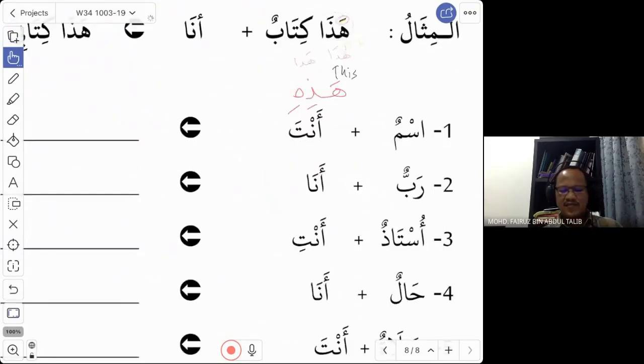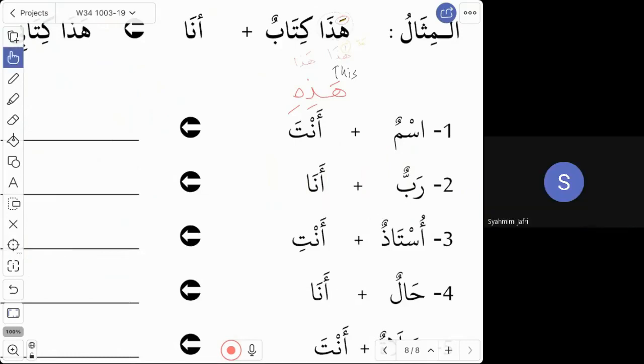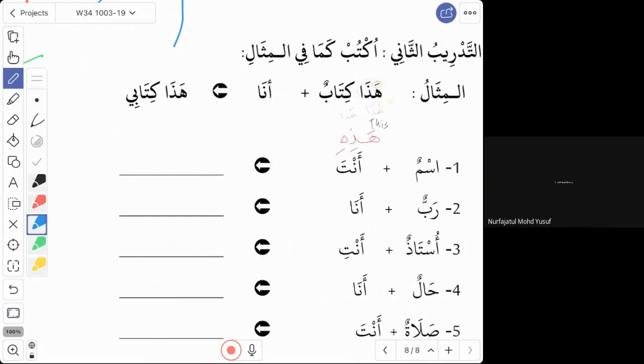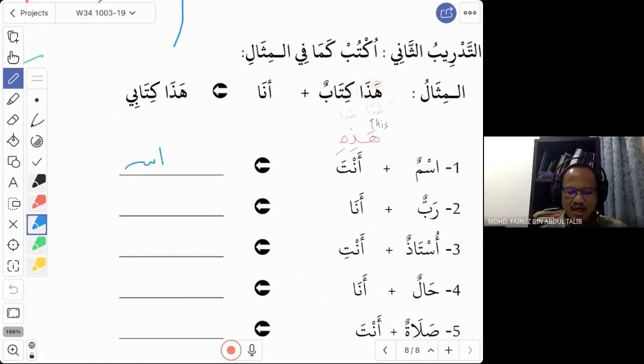Now let us try number one. The words that they give you here are ism and anta. You do not want to say you are a noun. No, you are a name. They want to say your name. So what is the word here? Ka. Okay. What about ismo? Ismuka. Yes, correct.